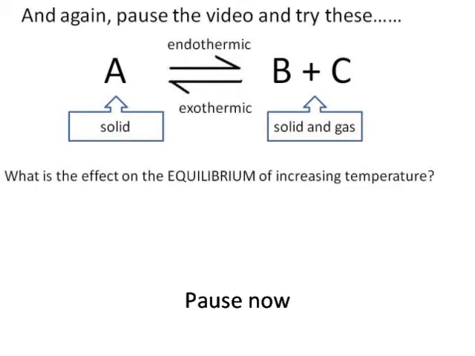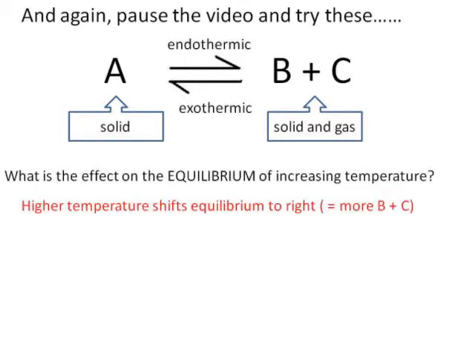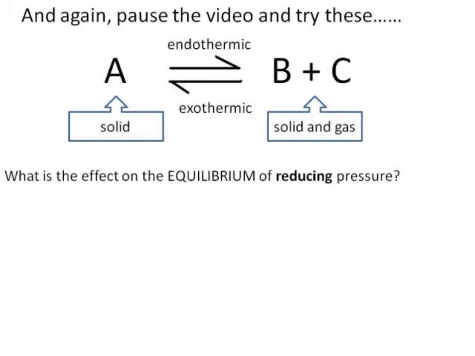A higher temperature shifts the equilibrium to the right in this case, and you get more B and C because the exothermic reaction is not easy to do. The endothermic reaction is easier to do if there's more temperature to start with. Next question. Pause and think. What is the effect on the equilibrium of reducing pressure?